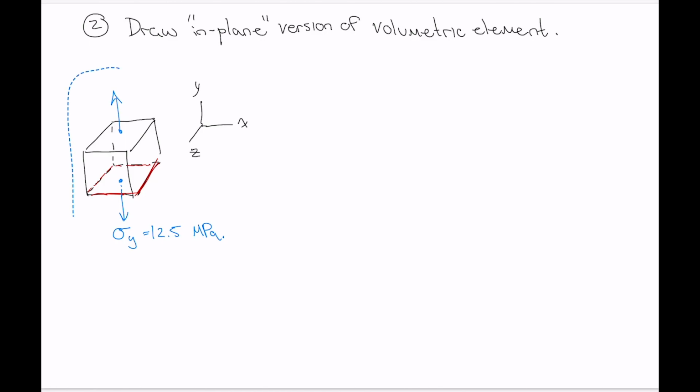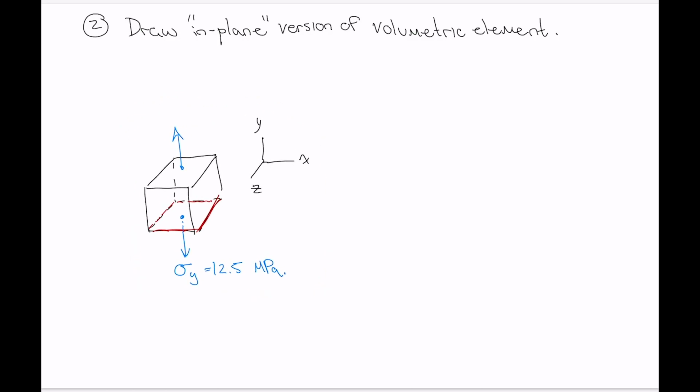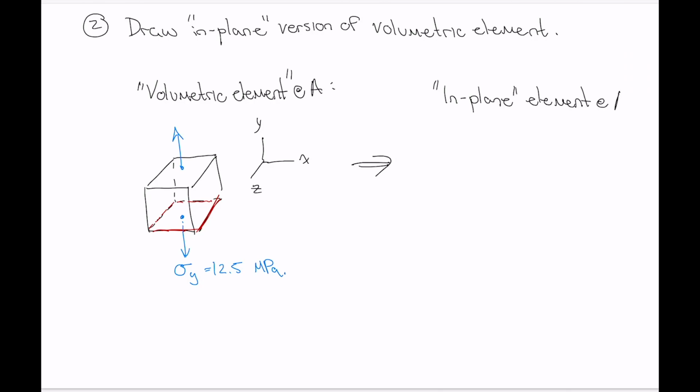Let me just grab this and create a label so it's better for you in terms of taking notes. So this is our volumetric element, and this is at point A. Okay, so this is the volumetric element at point A. And then what we're going to do is represent this as a 2D in-plane element at point A. So the in-plane element at A looks like this.